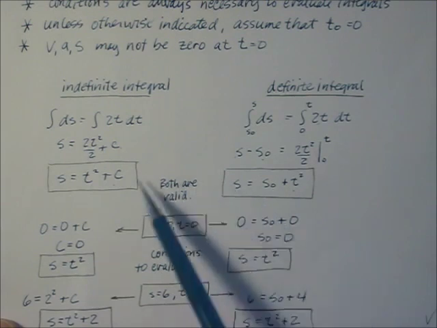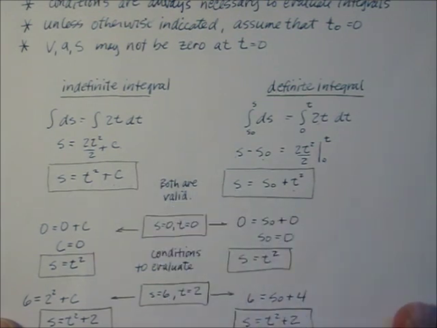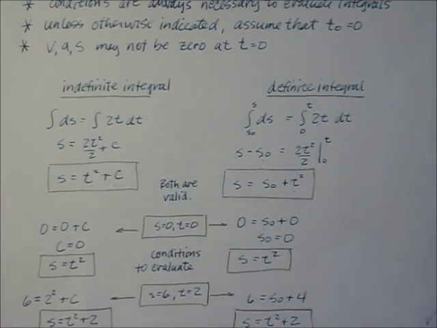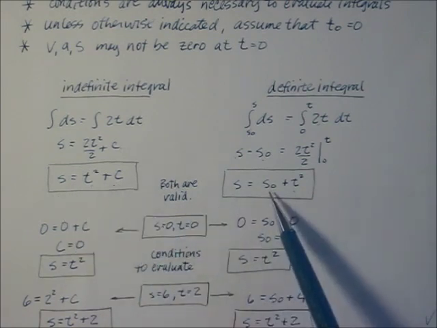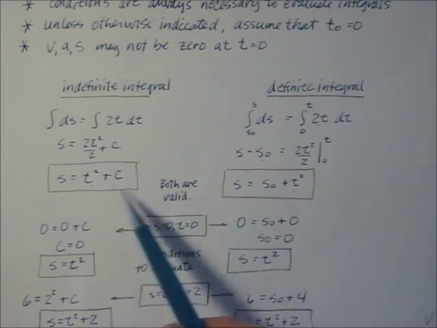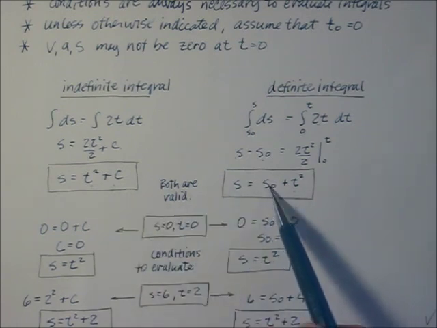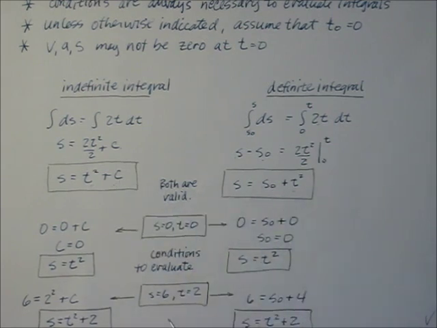Now you can see that these equations are essentially the same. Here I have a constant, which we have to evaluate, but here I have position 0, which I don't know until I know my conditions. So both forms are valid, and we have to evaluate these two unknowns with the conditions that are given.